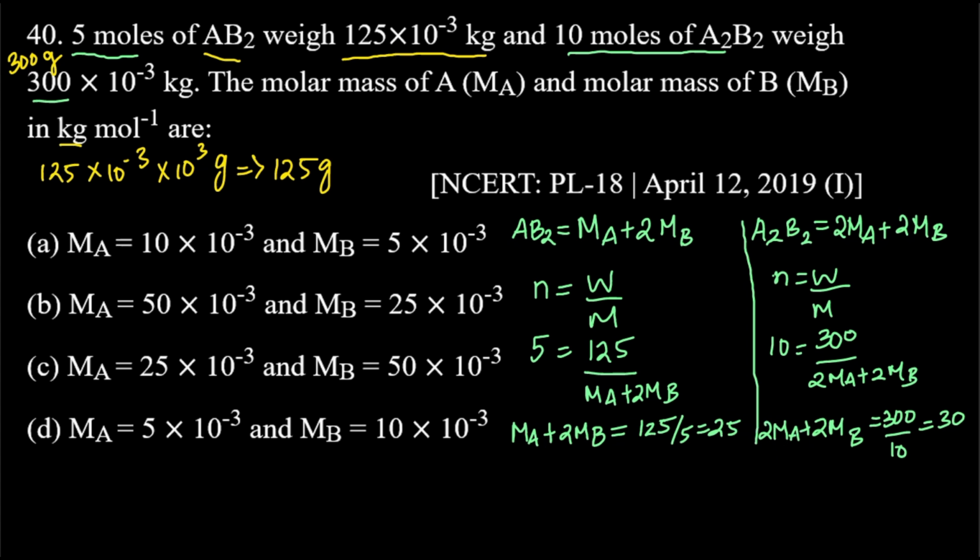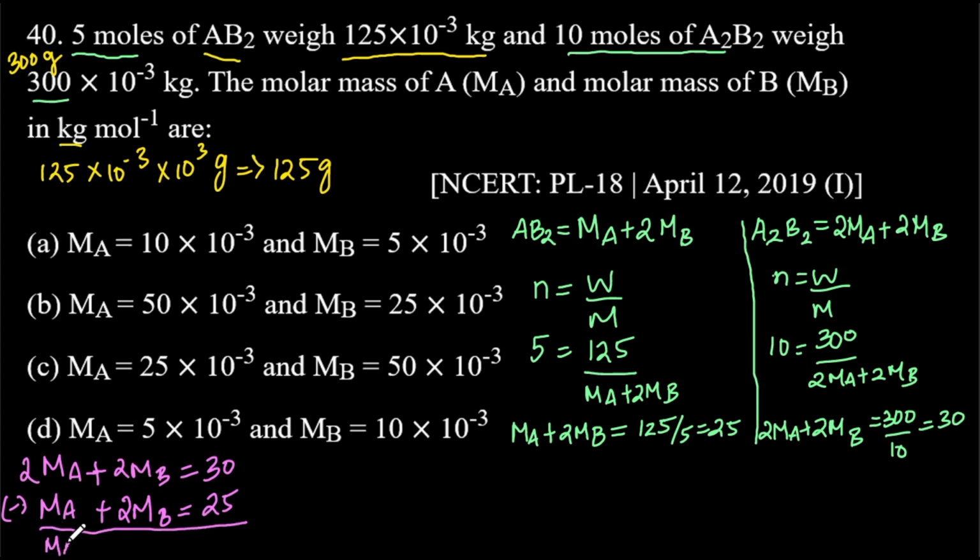When we solve these two equations, we will get the value of Ma. We will write the second equation first: 2 Ma plus 2 Mb is equal to 30. Then Ma plus 2 Mb is equal to 25. If you subtract these two equations, the 2 Mb will be cancelled and Ma is equal to 30 minus 25, which is 5. So Ma is 5 gram, but you have to write it in terms of kilogram. So Ma is equal to 5 into 10 power minus 3 kilogram per mole.